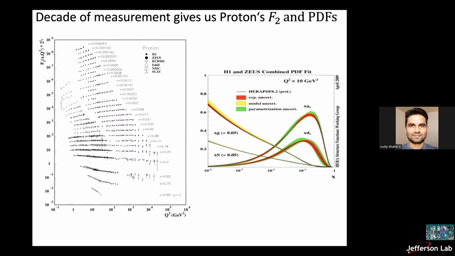Actually, F2 has been a very intensively measured quantity for, I think, a few decades already. So this is everything we know.